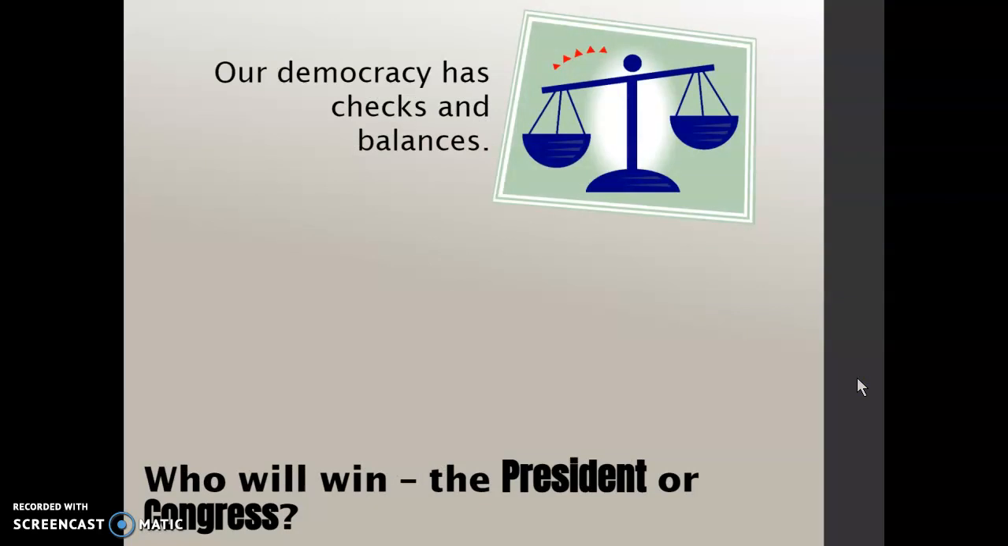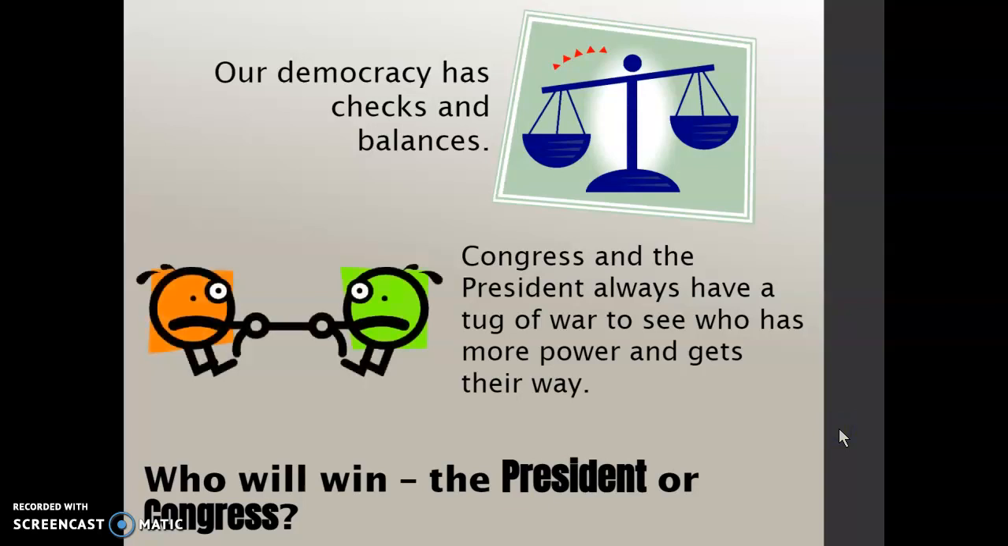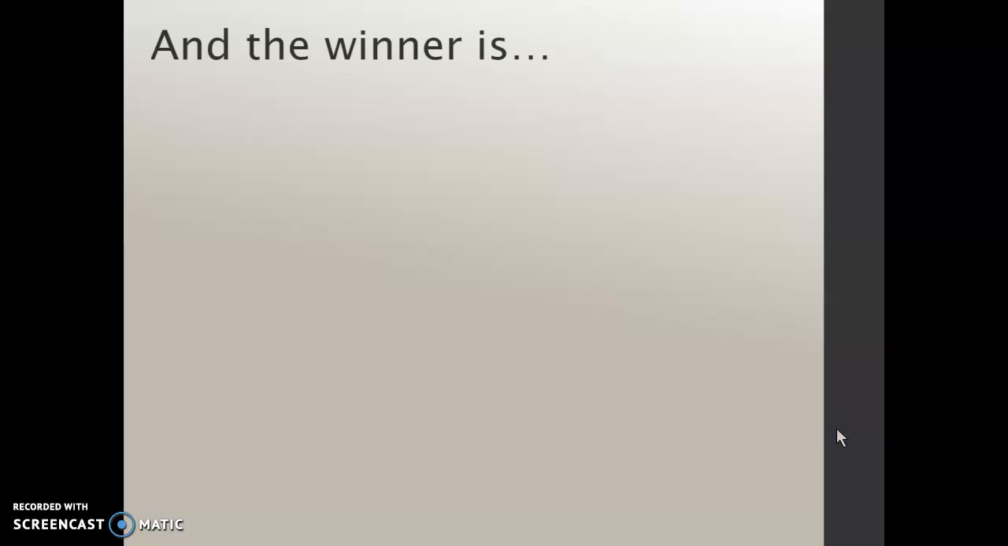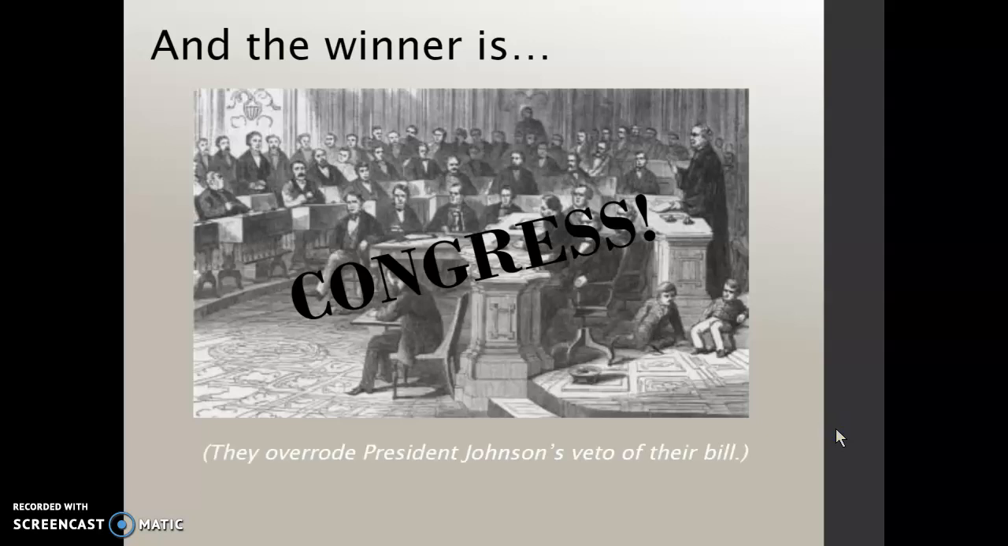So who's going to win? The president or Congress? Our democracy has checks and balances among the 3 branches of government. But Congress and the president always have some kind of tug of war to see who has more power or who gets their way. So who's going to win in this case? The winner is Congress. They overrode President Johnson's veto of their bill, and that requires a 2/3 majority.